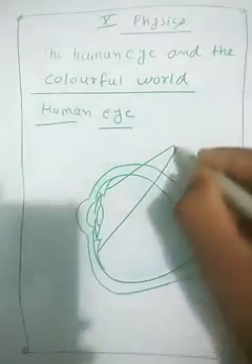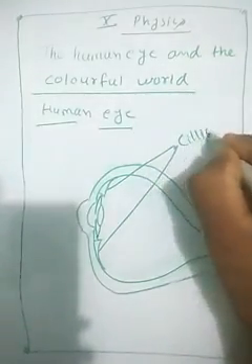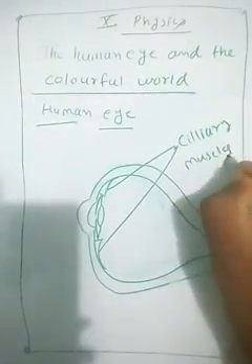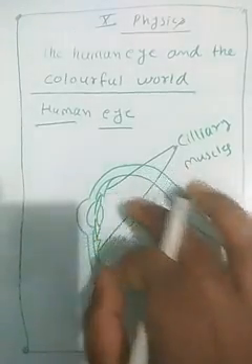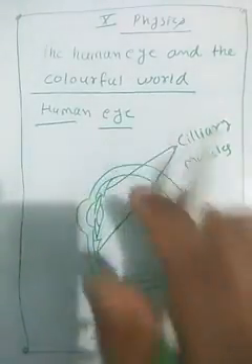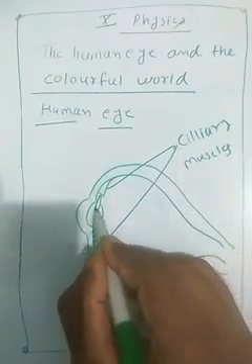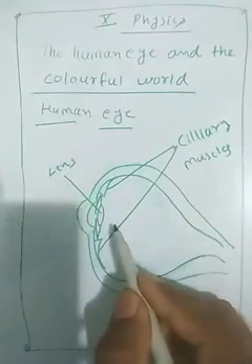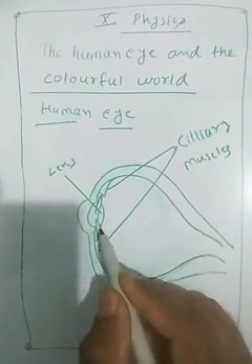These both are known as the ciliary muscles. They help to contract or expand the lens. This is your lens. It is a transparent, gel-like structure.